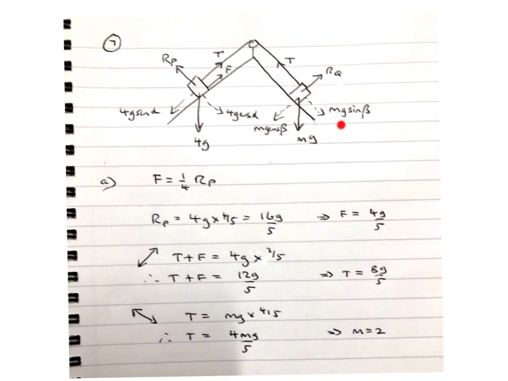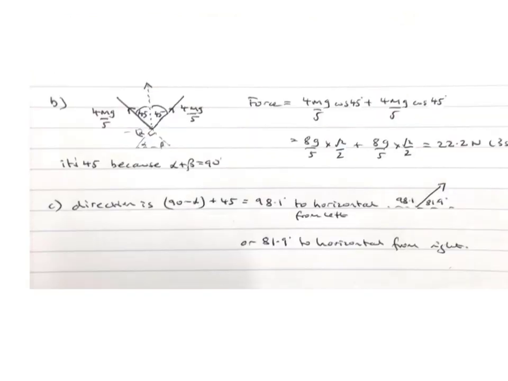Now let's resolve down this plane. There's no friction on this plane, it says it's smooth. So T must equal mg sine beta. Sine beta is 4/5, so T is 4mg over 5. So because T is 8g over 5, but it's also 4mg over 5, those two are equal, so m must equal 2.